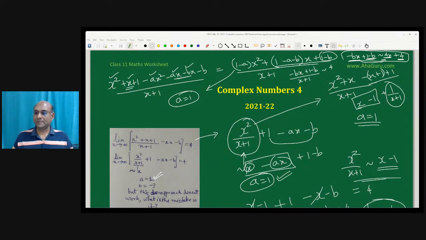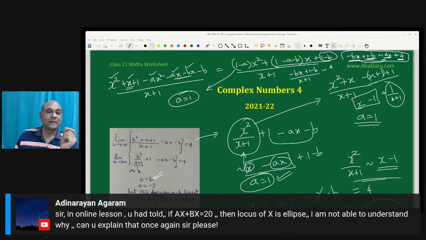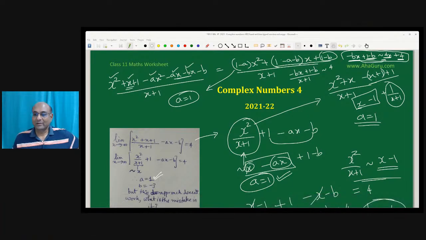Adinaran asking, AX plus BX is 20, locus of X is ellipse. See, if you take 2 points A and B and you look at a point X, you join AX and join BX. So this length plus this length is constant. AX plus BX is equal to 20 basically means A to X, B to X length is constant. That is the definition of ellipse. Okay. So that is the definition of ellipse.